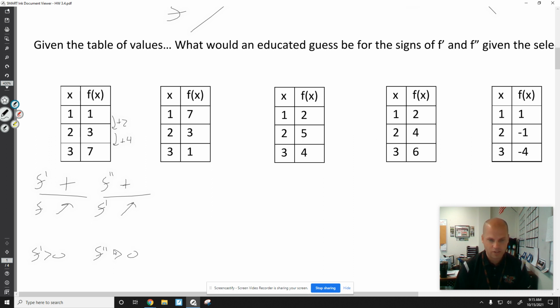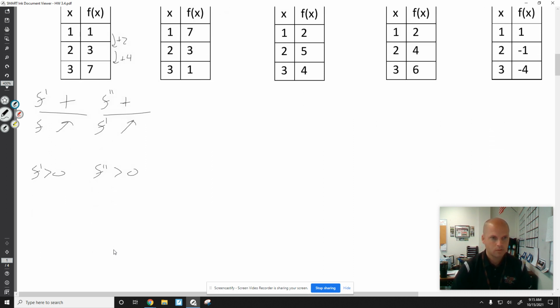The other way to do it is to just graph the points. 1, 1, 2, 3, 3, 7. And as long as you're spacing things out fairly evenly, you could see we are increasing, concave up. Both work.